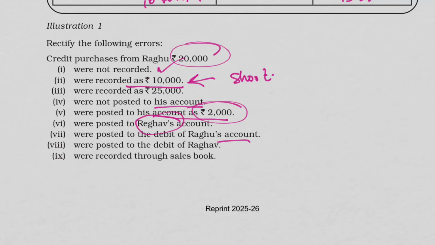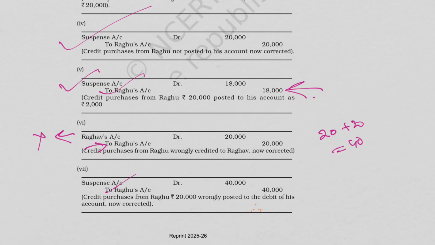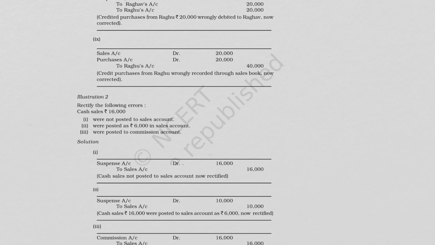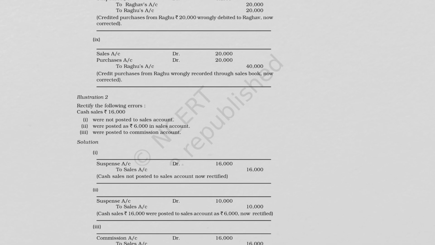It was recorded through the sales book. Recorded through sales book means we must have credited sales. So to remove the excess credit, we'll debit sales by 20,000. We'll pass this purchase account debit because this has not been used. And to Raghu's account, 40,000 will be there.